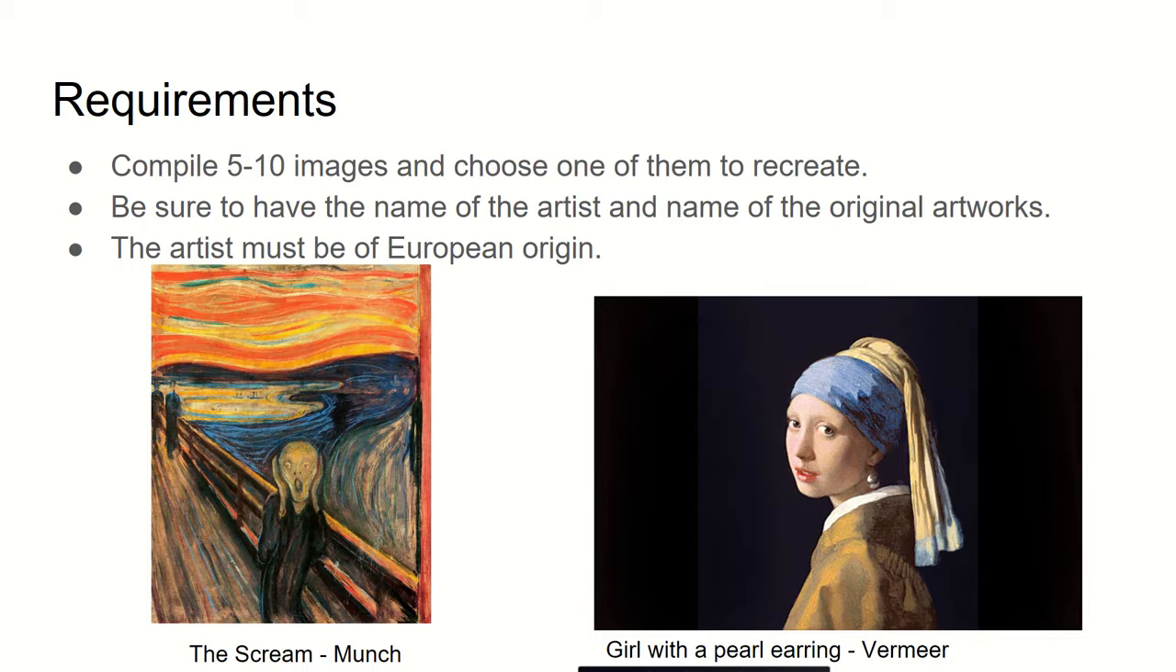So you're going to compile 5 to 10 images. I suggest you do that to get the best piece, and then pick your favorite one to recreate. Be sure to have the name of the artist and the name of the original artwork. So when you post it for digital critique, put the name of the artist and the name of the original work. Be aware that the artist must be of European origin. If it's not, you should explain when you submit it in digital critique how it's related to Europeanism, as this is European art class.